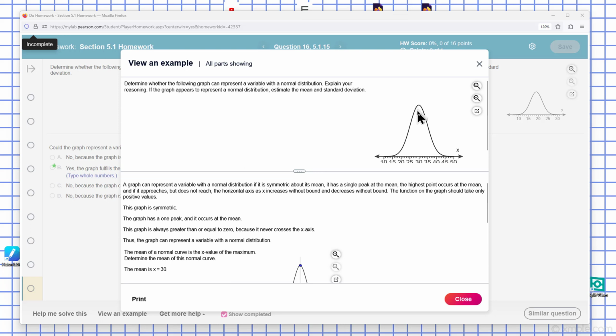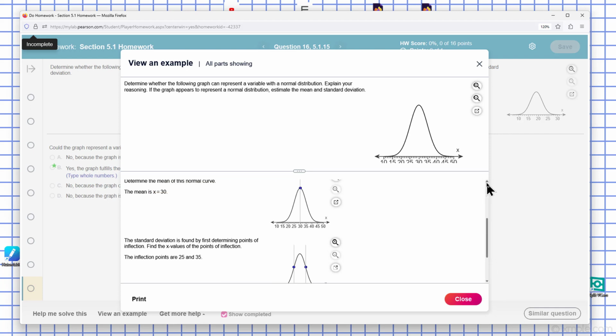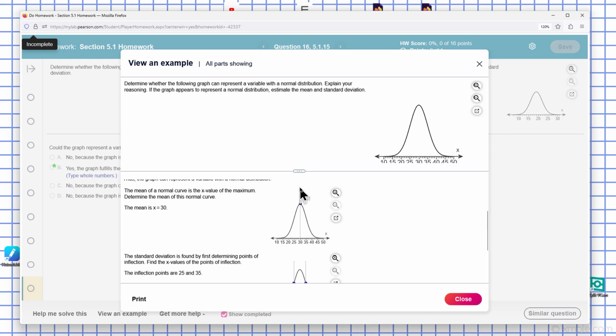So at this peak of this normal curve is where the mean would be. What we end up having to do is draw a vertical line down. You see where it crosses the scaling on the graph. So we do that, and it crosses the scaling here at 30. So that tells us that the mean is at 30.